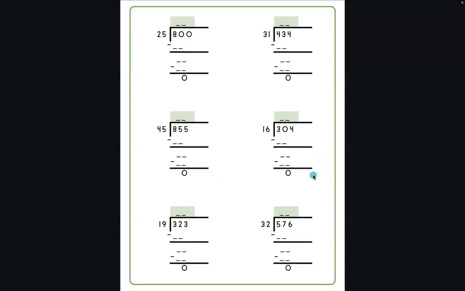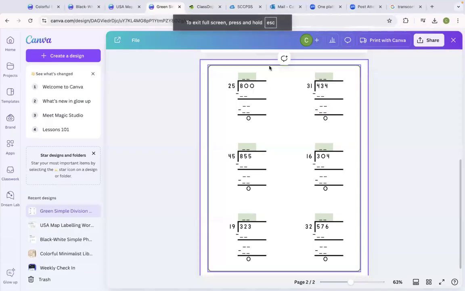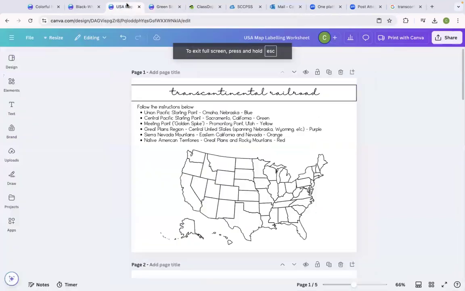Now you do have 2 pages of division problems to practice. And if we can't get it right, don't worry, we will go over these as a class to make sure that we are understanding.